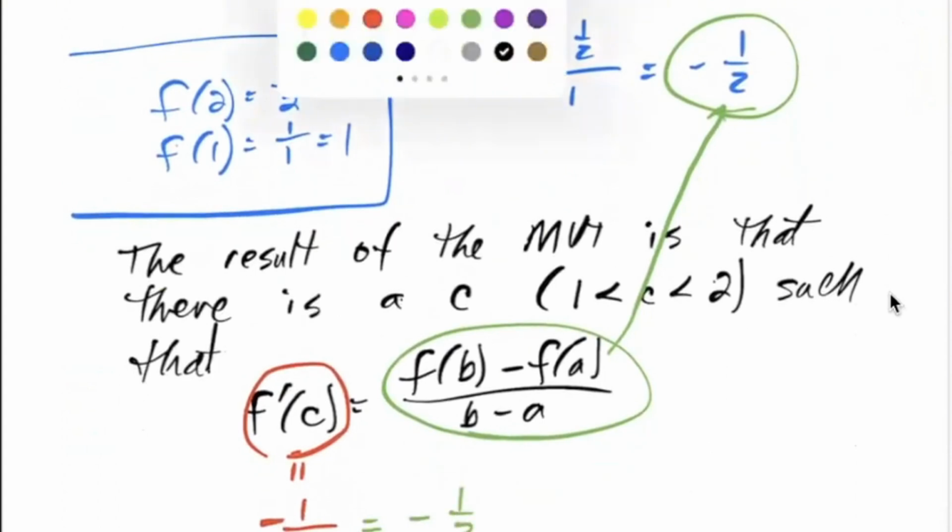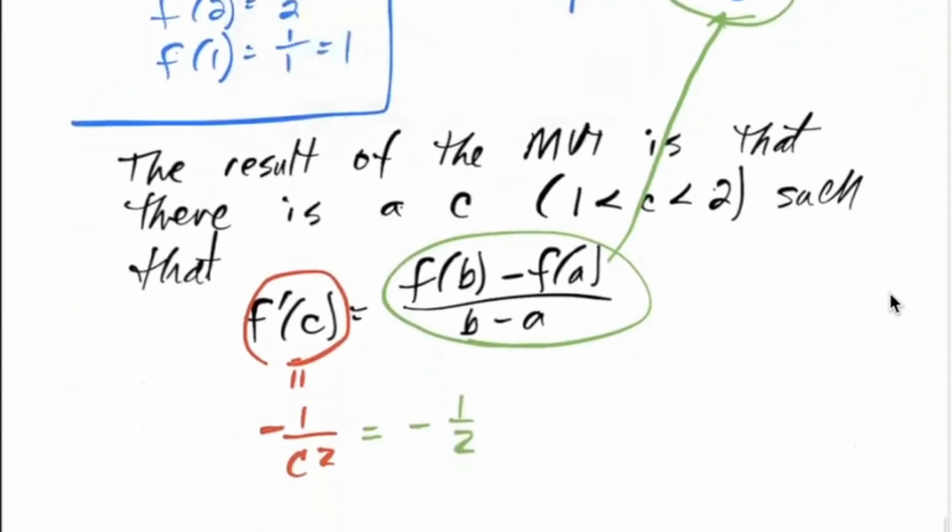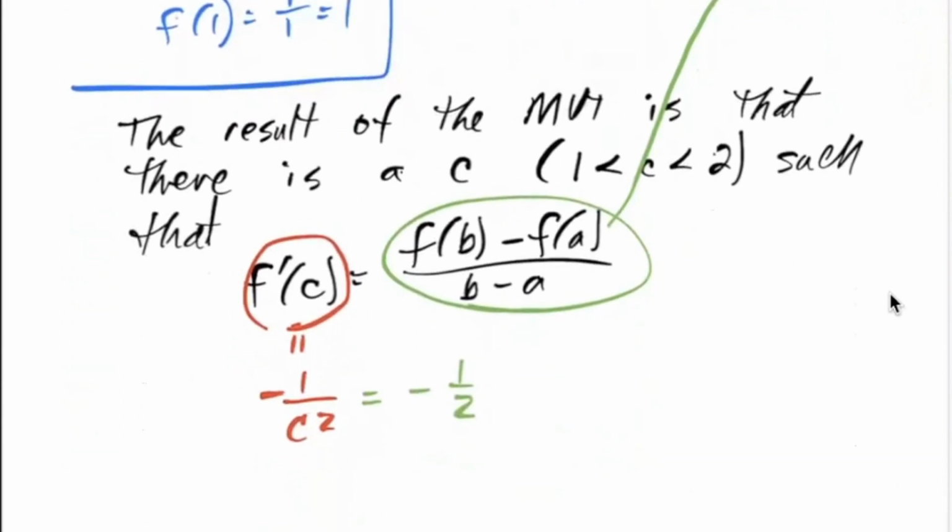Maybe you don't like those different red and green colors there. I don't know why, I just picked nice colors. So in essence, if I write this in black, I've got negative 1 over c squared equals negative 1 over 2. Now if I simplify this, some of you can just see that since the numerators are the same, I can set the denominators equal to each other. Either way, you'll end up with c squared equaling 2.